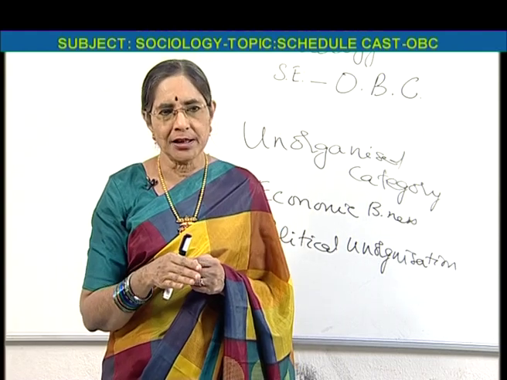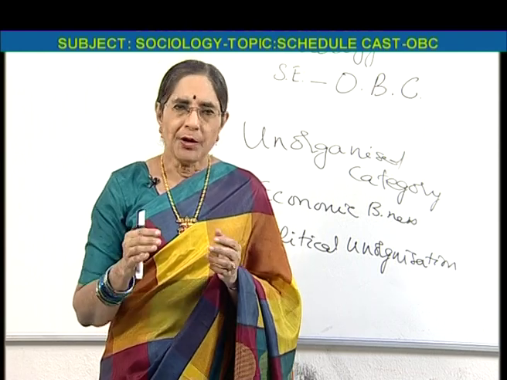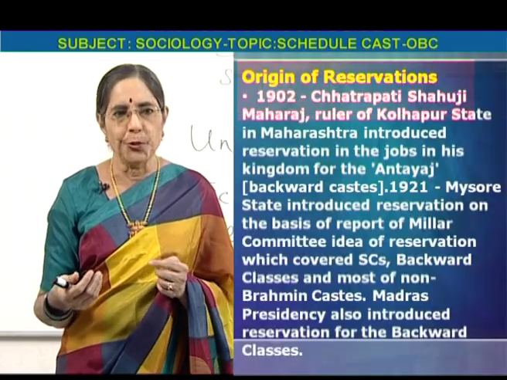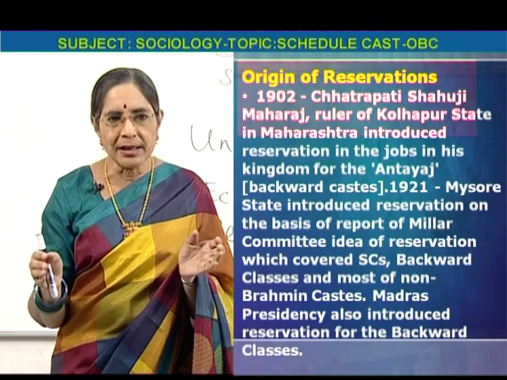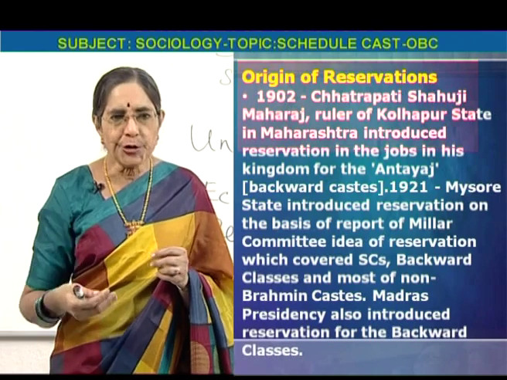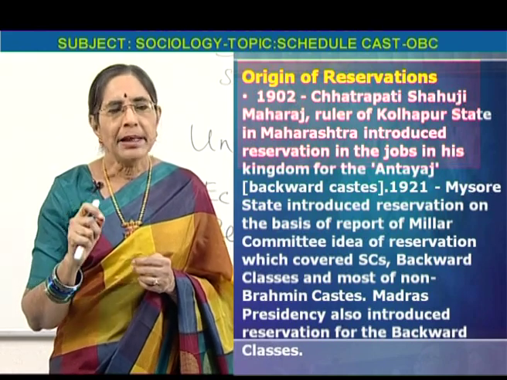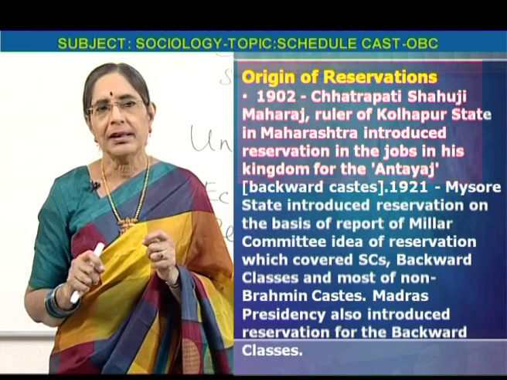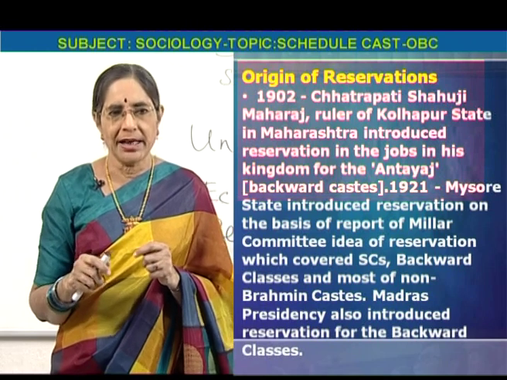Even prior to independence, there emerged some situations where reservations were provided. Of course, these occurred in small kingdoms. For instance, in the year 1902, Shahu Maharaj, who was a ruler of a small kingdom, namely Kolhapur state in Maharashtra, introduced reservations, particularly in jobs, and he provided jobs in his own kingdom for certain classes. And in his kingdom, backward castes were termed as Antya.